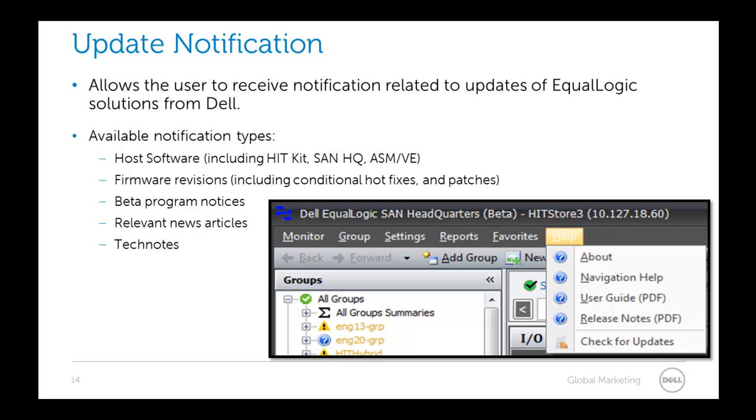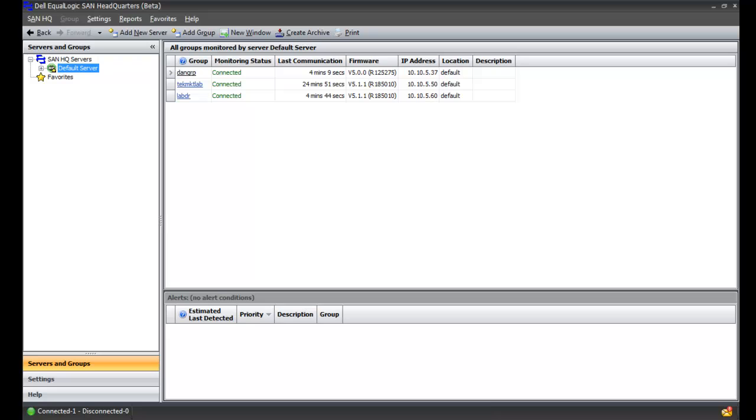Now I'd like to launch SAN HeadQuarters and show you exactly how and what the UI looks like and how it navigates, and then we can drill down into some of these new views and show you exactly what's going on from a user's perspective. So this is a version of SAN HeadQuarters. This particular version that I'm running here is version 2.2. It's in beta currently right now.